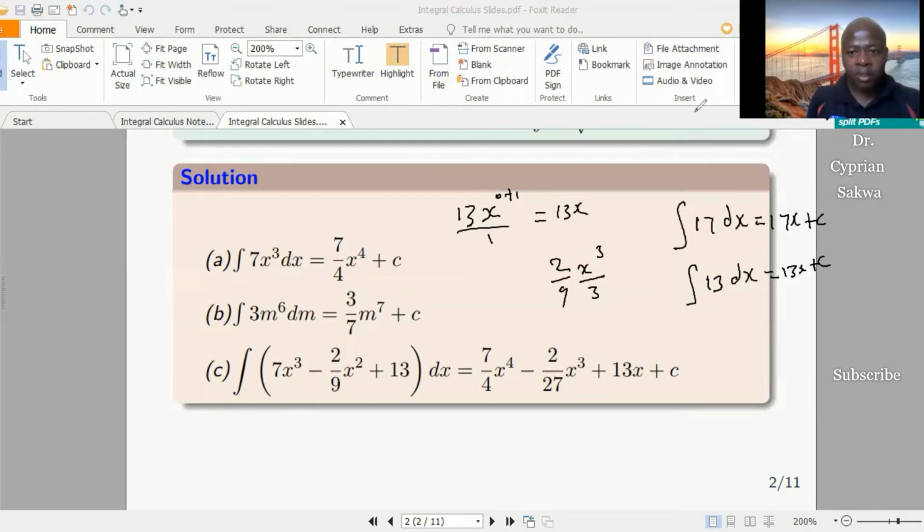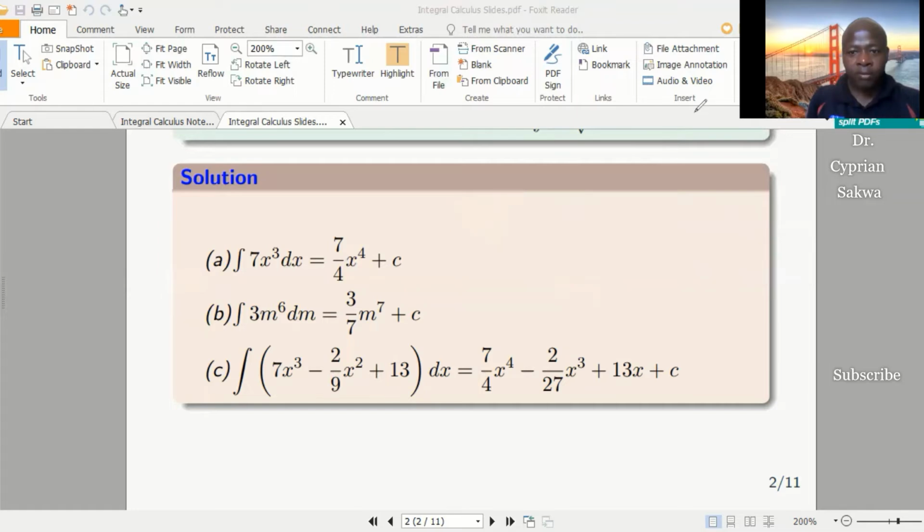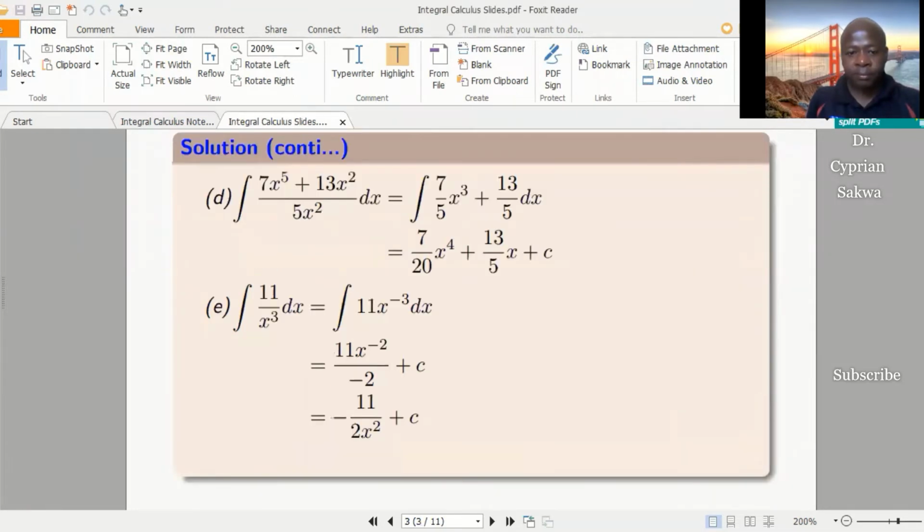And let's look at part D of the examples. Now, part D, I can see that this is a division. So the first thing I'll do is to divide through first before I integrate. So what I have is 7 x raised to 5 divided by 5x squared, then plus 13 x raised to 2 divided by 5x squared, with respect to x.